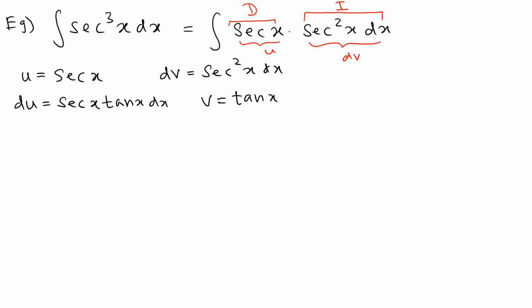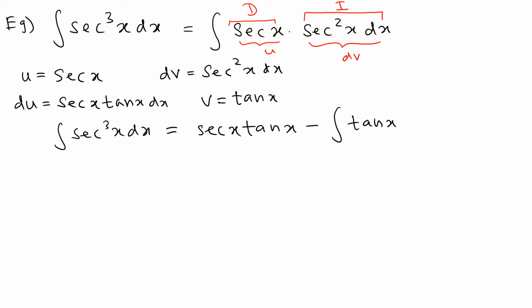So if you substitute, you can see your integral secant cube x dx is going to be uv, which means secant x tan x, that's the uv term, minus v du. So v means tan x, du means secant x tan x dx. What is the next step?